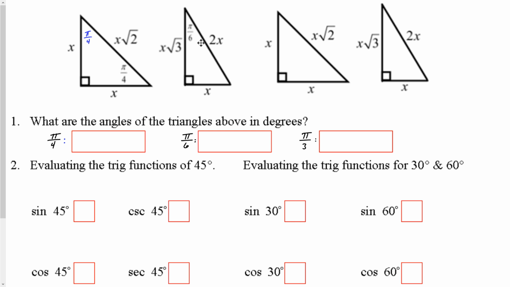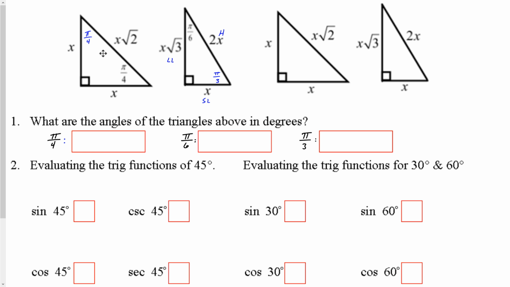The second triangle is a 30, 60, 90. Your 30-degree angle is your pi over 6. Your 60-degree angle, you would be able to label pi over 3. Across from the pi over 6 is always the short leg. Across from the pi over 3 is the long leg. And then across from the right angle is your hypotenuse.